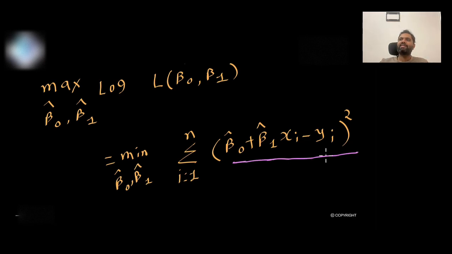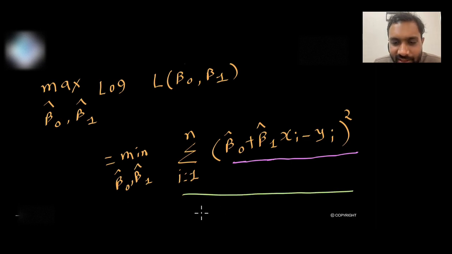You are actually finding some beta 0 hat and beta 1 hat such that, given your n training data points, this is minimized. This is nothing but least square loss only. Please see that. So maximum likelihood actually gets converted into the least square loss. How to do it? This function that I have indicated under the green line, let's say this is f.